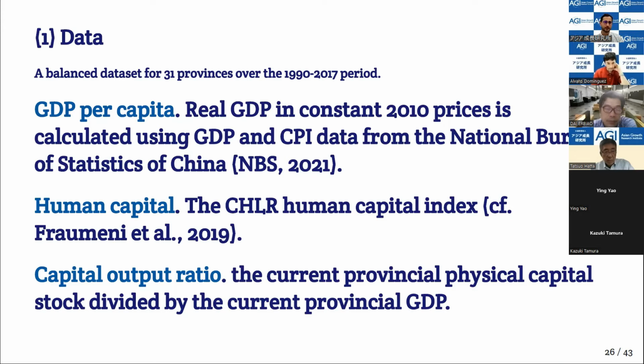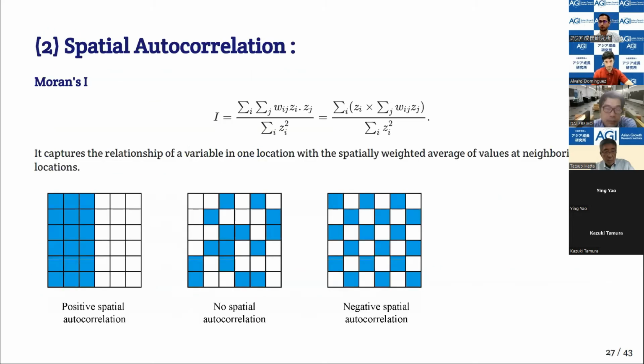And this index was created by Barbara Fraumeni, who is the person who's already read this manuscript and is giving us some input also to improve the quality of the paper. Then we also have the capital output ratio, which is the current provincial physical capital divided by the current provincial GDP. And now let's talk about spatial autocorrelation.